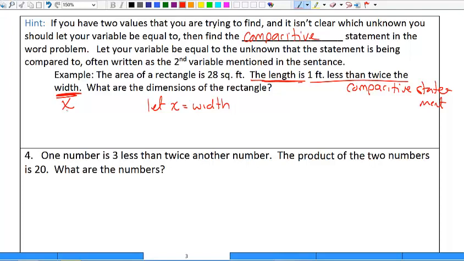So if you let x be equal to the second thing mentioned, or the thing that's being compared to, then when I go back and try to figure out what the length is, it says the length is 1 foot less than. That word than, remember what that word than says? The minus 1 goes in the back: twice the width, 2x less 1. Now, we're not going to actually finish this problem till later. I was just trying to get you to understand that the length is 1 foot less than twice the width is the comparative statement, which is going to help you figure out what the x is. So let's practice this on the next problem.